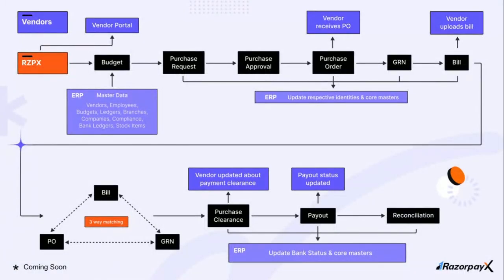And this is the reason why we provide source to pay as a complete integrated solution. So how do we provide? For example, if you see RazorpayX comes here, we have budget and we have PR, PA, PO, GRN, bill on ERP, and purchase clearance, payout and reconciliation on the bank side. So we provide all of this in one single platform so that you don't have to do the processes through email or through WhatsApp or through calls, right?